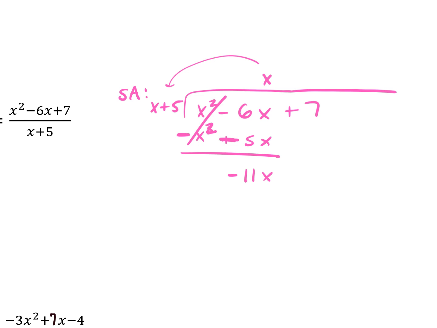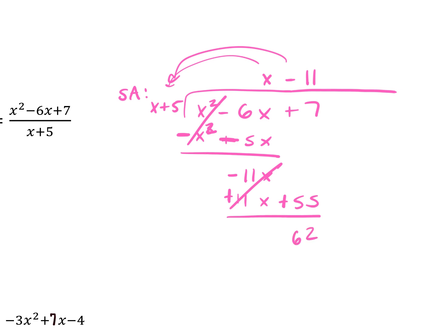Negative 11x divided by x would be negative 11, and multiply that times everything out front. We get negative 11x minus 55. Change the signs and combine. 11x's cancel. 55 plus 7 would be 62. 62 would be our remainder because you can't divide that by x.